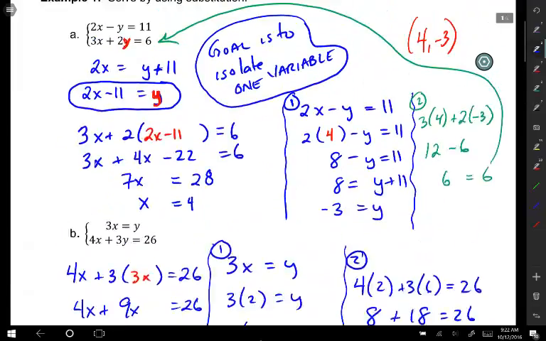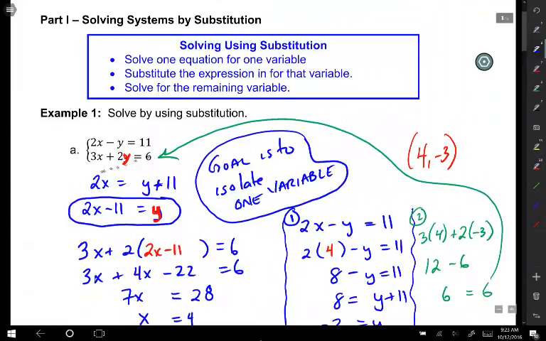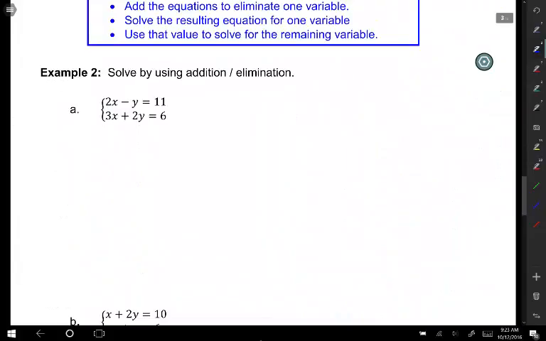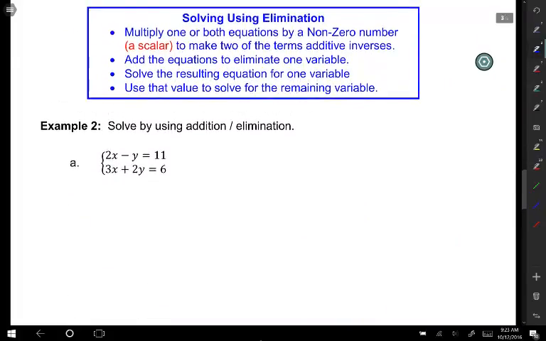Now, if I flip all the way up to the top, 2x minus y equals 11, 3x plus 2y equals 6. Coming down here, same equation, except now we're going to solve it using a process called addition. Some people call it elimination. Addition and elimination uses the idea of adding things up vertically in order to try to drop something out. Sometimes you have to multiply by a scalar. Do you remember that word? A scalar is a number you put in front of an equation to manipulate it to add things up so they drop out.